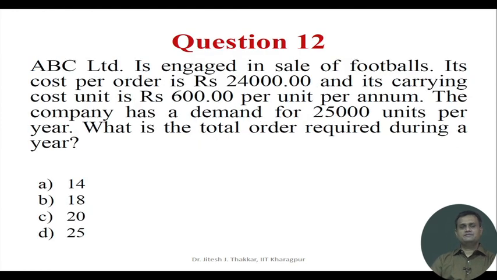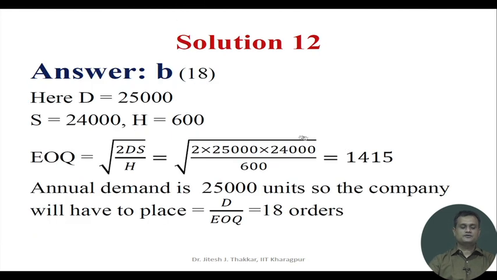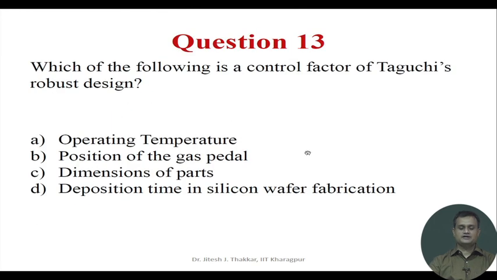Question 12. ABC Limited is engaged in sale of footballs. Its cost per order is rupees 24,000 and its carrying cost is rupees 600 per unit per annum. The company has a demand of 25,000 units per year. What is the total number of orders required during a year? You can substitute the values in the typical EOQ formula, and you will find that EOQ is 1415. If you divide the annual demand 25,000 by the EOQ quantity, it comes out to be 18 orders.